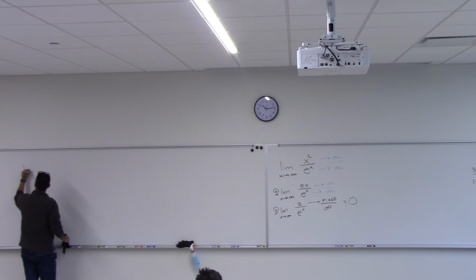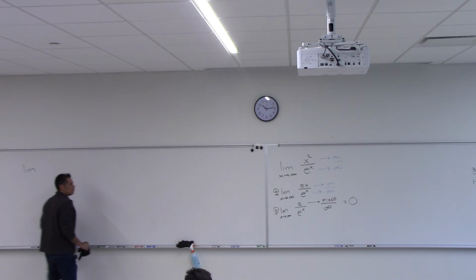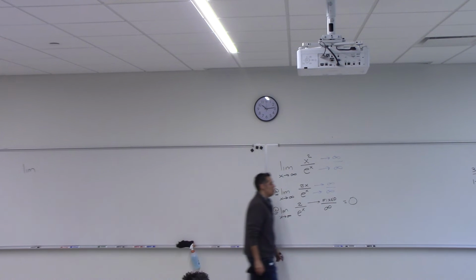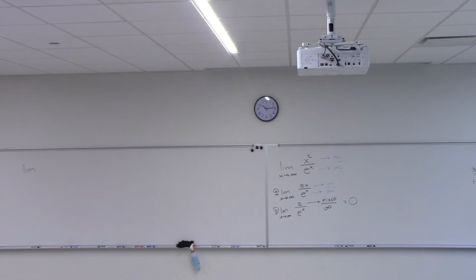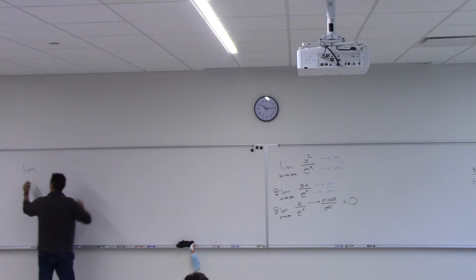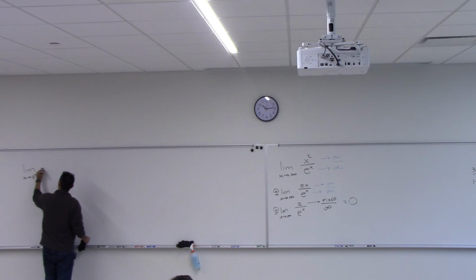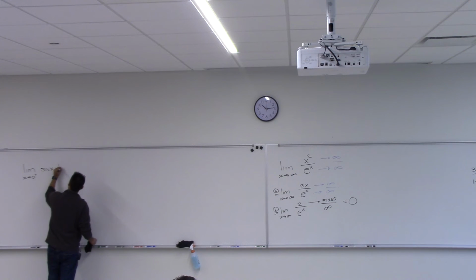A limit you've never done. Trying to think of which one I want to do. Hold on. Do I want to go to infinity? Yeah, I like that one a lot. Okay, we'll do that one. Limit as x approaches 0 from the right of sine of x times the natural log of x.